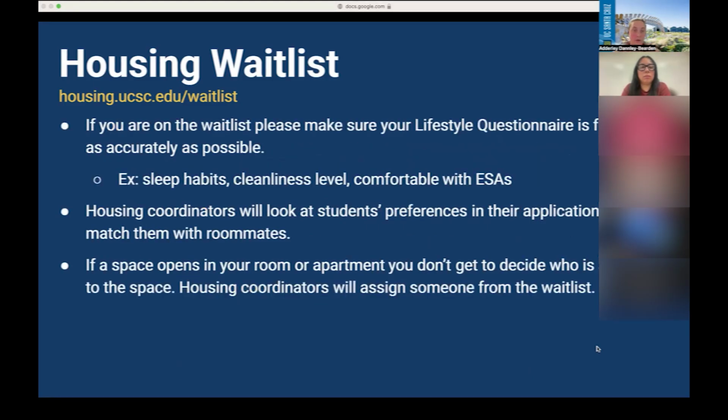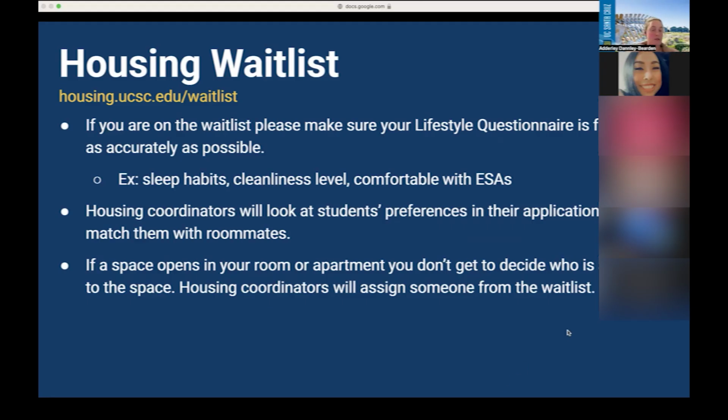So if you're on the wait list, I always like to encourage students to make sure that the lifestyle questionnaire portion of your application, including your sleeping habits, how tidy you are, if you're comfortable with ESAs in your space, is as up to date as possible, because that is a large part of how housing coordinators assign you in the future. Because we want to make sure you're assigned to a space with somebody who matches your needs and so that you can live together happily.